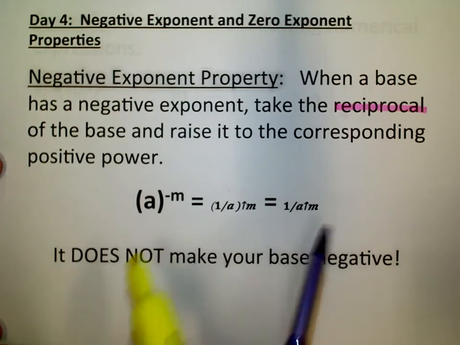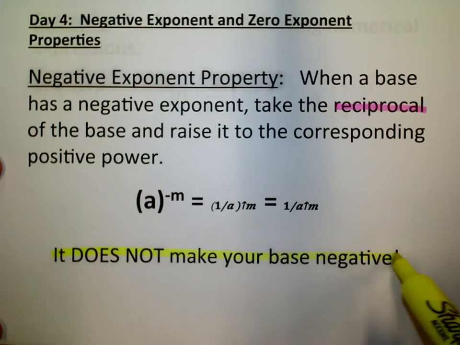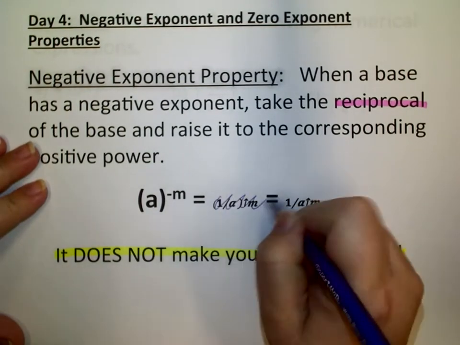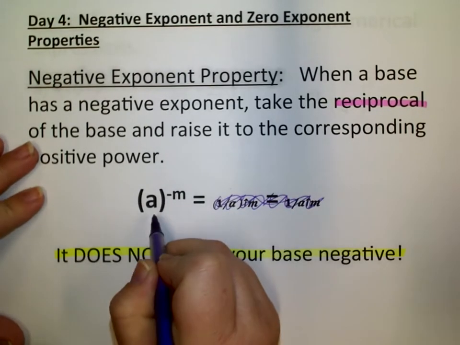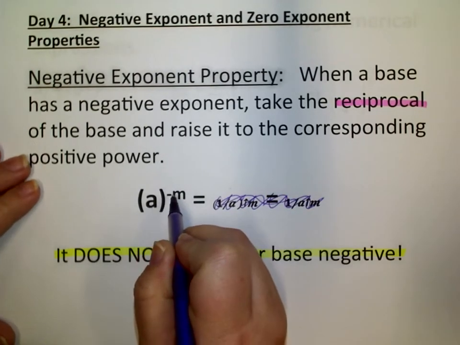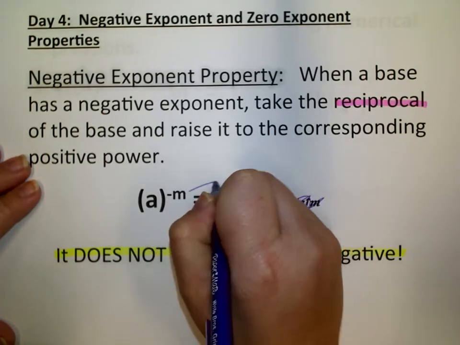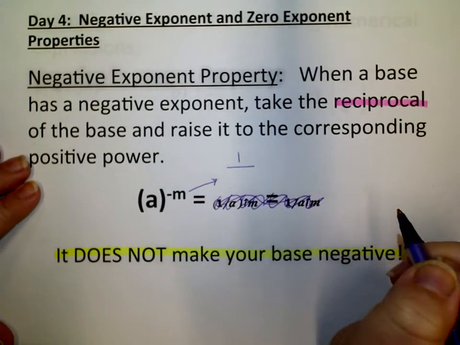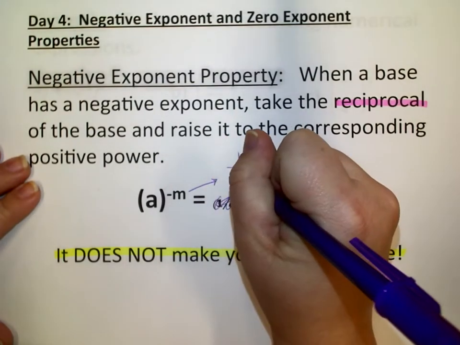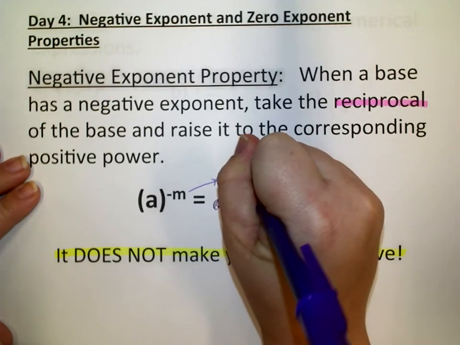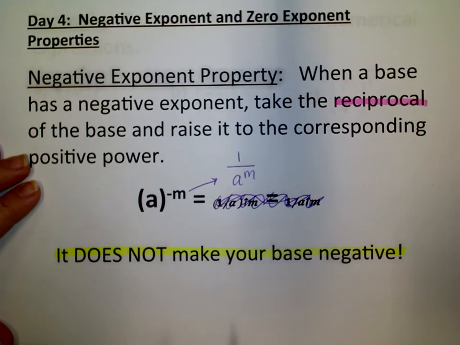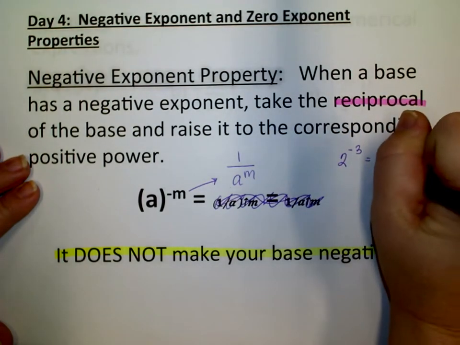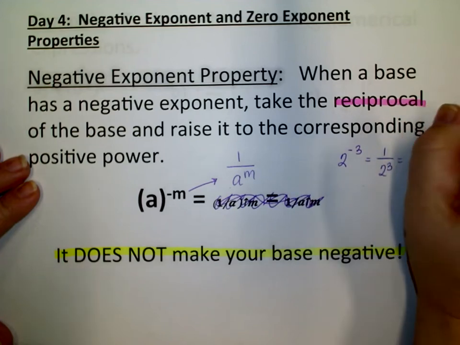Secondly, what a negative exponent does not do: it does not make your base negative, nor does it give you a negative answer. So if I have a number a and I raise it to the negative m power, what that is going to give me is the reciprocal, which is 1 over a to the mth power. So if I had something like 2 to the negative third, that would equal 1 over 2 to the third, which would give me 1 over 8.